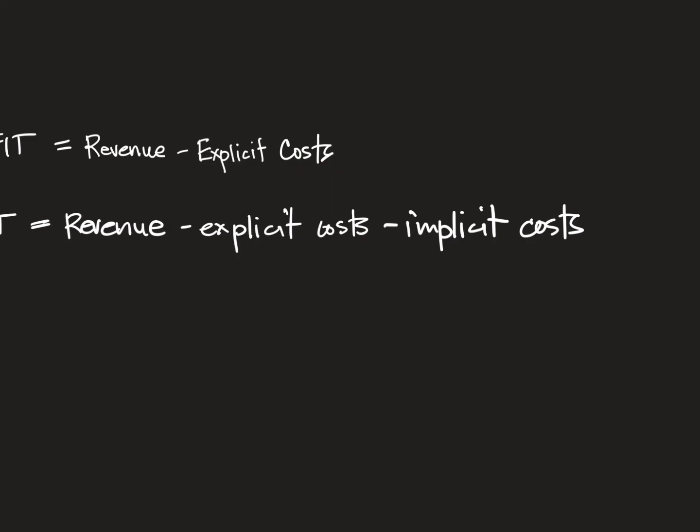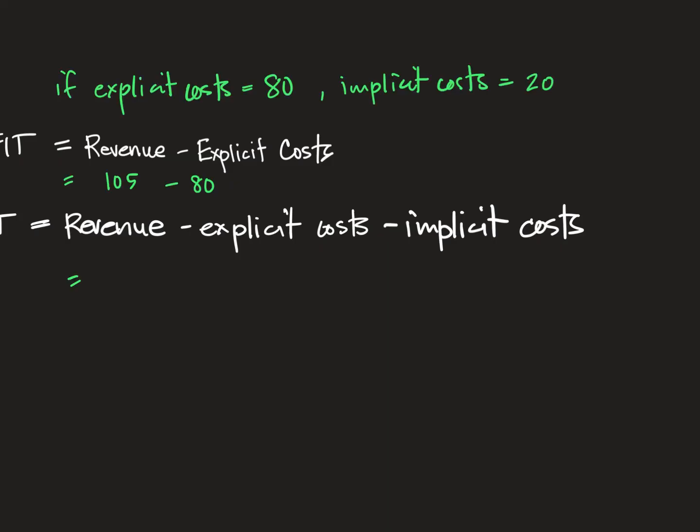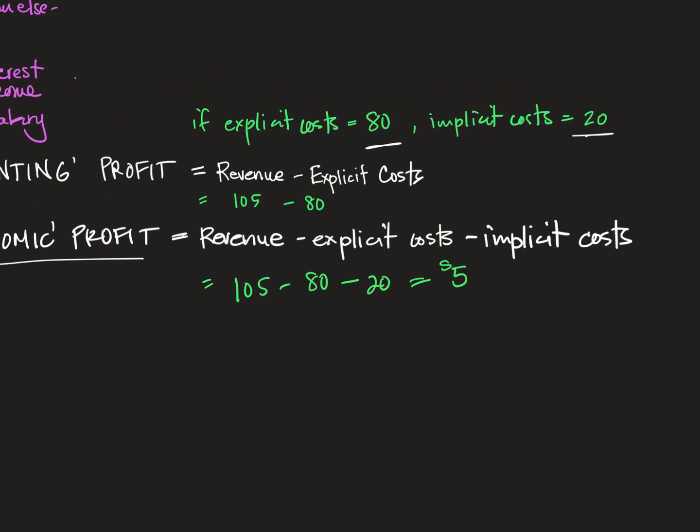So for that reason, if you have any positive implicit costs, and most firms do, your economic profit will be smaller than your accounting profit. So let's just imagine that your explicit costs are $80, your implicit costs are $20. Your accounting profit will be 105 minus 80, or 25. And your economic profit will be 5. 105 minus 80 minus that extra 20.